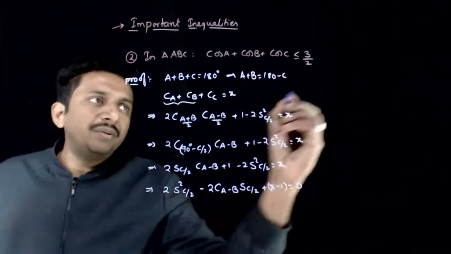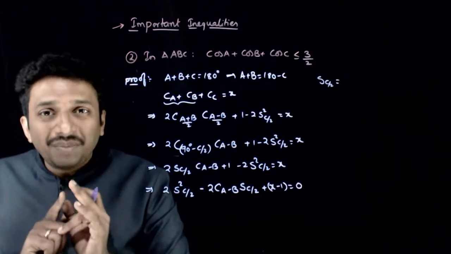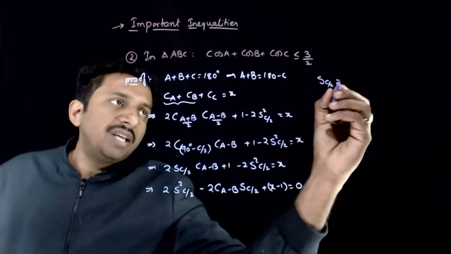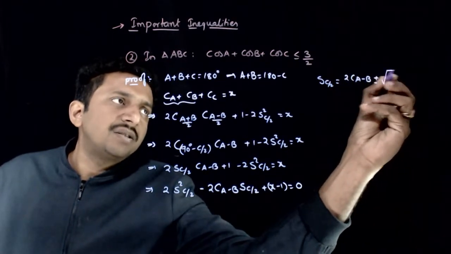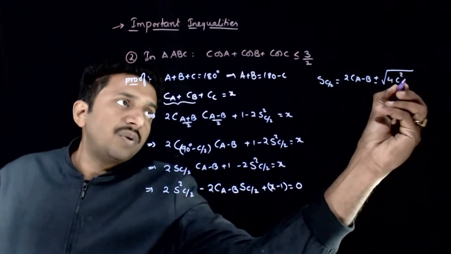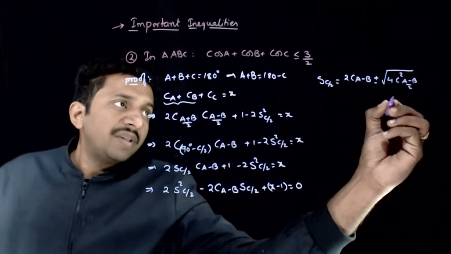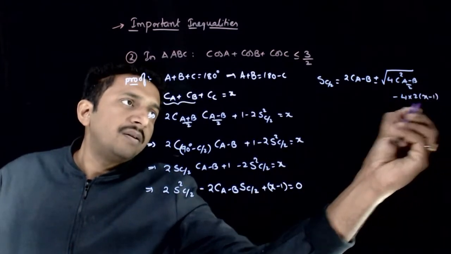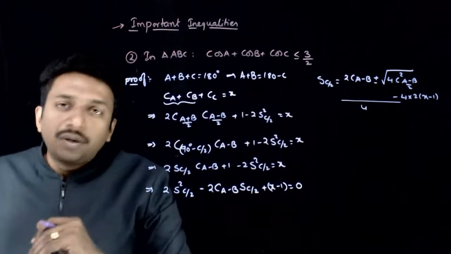So now what is sine C/2? Sine C/2 by the quadratic formula is minus b plus or minus root of b square minus 4ac, by 2a. So sine C/2 is equal to minus b, which is 2 cos (A minus B)/2, plus or minus root of b square, the square of this, that is 4 cos square (A minus B)/2, minus 4ac, which is 4 times 2 times (x minus 1), by 2a, which is 4. So the value of sine C/2 is this.